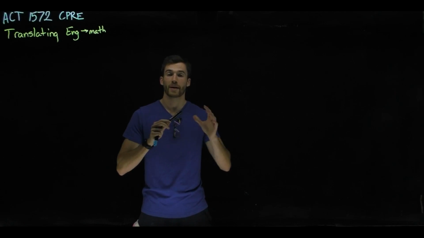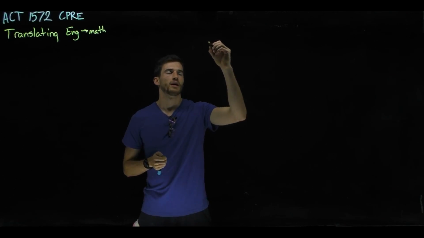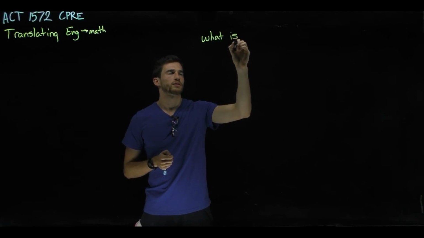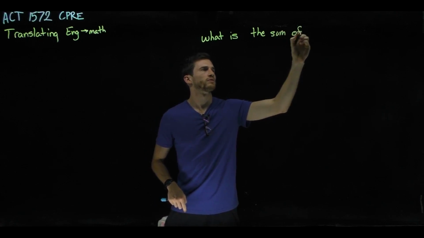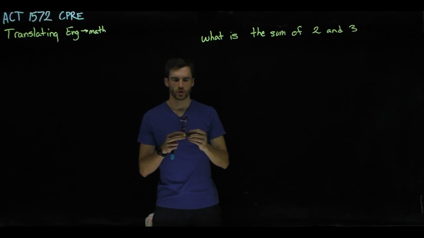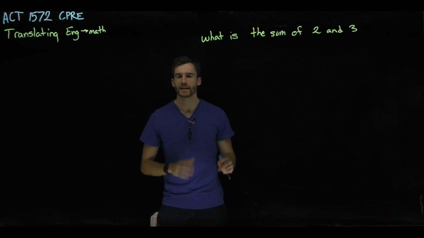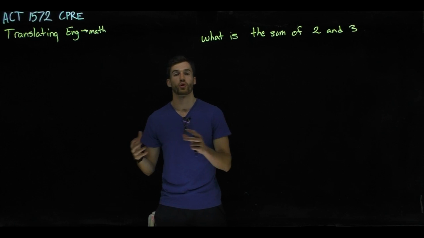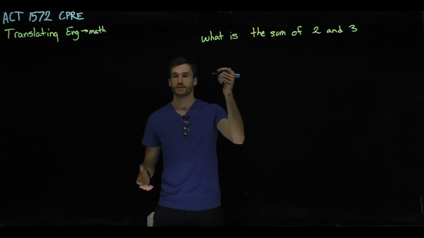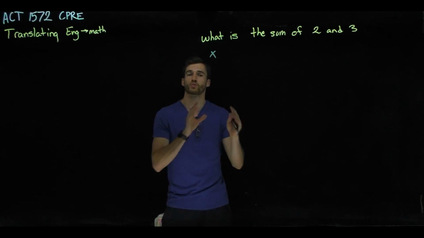Translating equations. That basically means going from English into math. And it's almost not even fully English. It's going to be something like, what is the sum of 2 and 3? Of course you don't need to build an equation, but we're going to start really simple. Any question word is generally going to be your variable. In this case, it's what? X. That's our variable. We're building an equation with an equal sign.